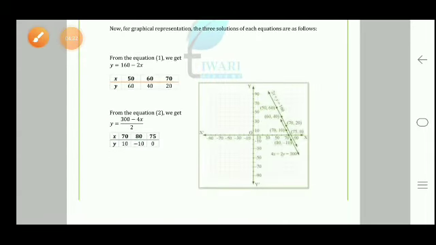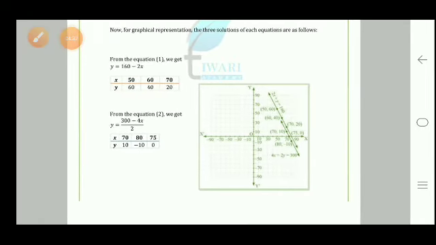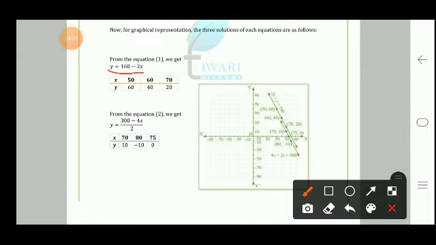So now we have the table, we are writing the solutions in the form of a table. For the first equation, that is y is equal to 160 minus 2x: if x is equal to 50, then y is equal to 60. If x is equal to 60, then y is equal to 40. If x is equal to 70, then y is equal to 20.